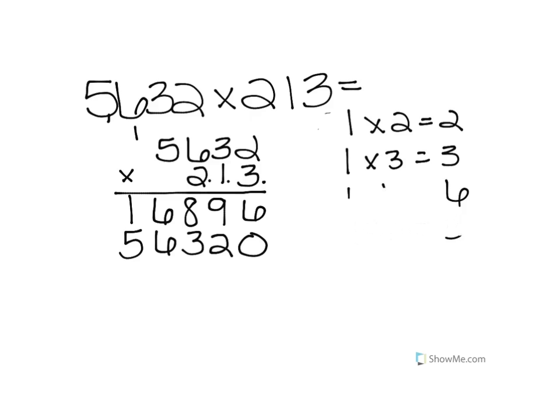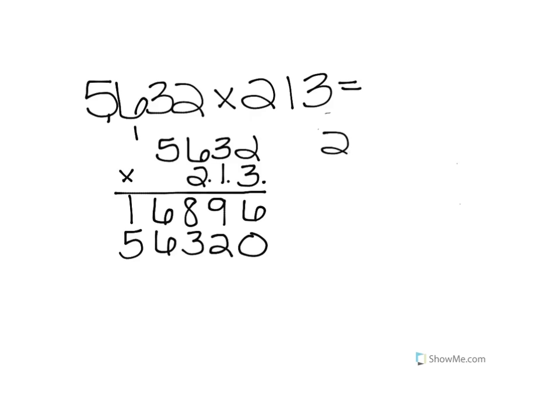Again, I'm going to erase this work over here. 2 times 2 equals 4. But is this really a 4? No, it's 200 times 2, which equals 400. So I'm going to put a 0 in the ones, a 0 in the tens, and now I can put my 4 in the correct place value spot of 400.